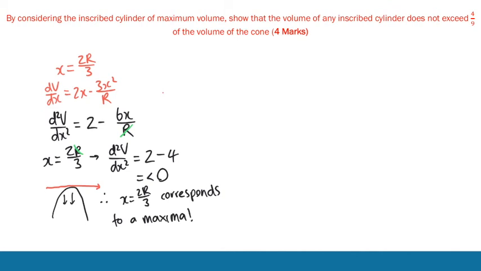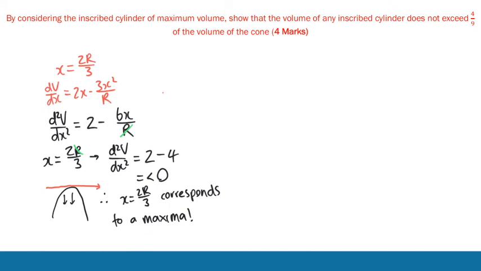So that is the end of step 3. Now for step 4, we need to prove the result that we're asked to prove. Now in this case, that's a bit interesting. We're asked to show that the volume of any inscribed cylinder does not exceed 4/9 of the volume of the cone. So as a first step, let's substitute that x equals 2r on 3 into our volume formula to get a volume expression.